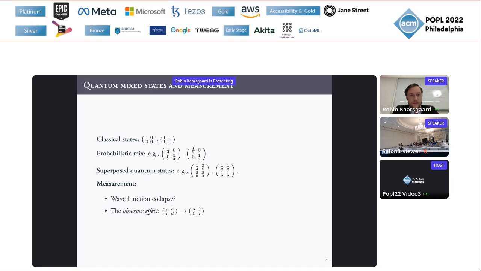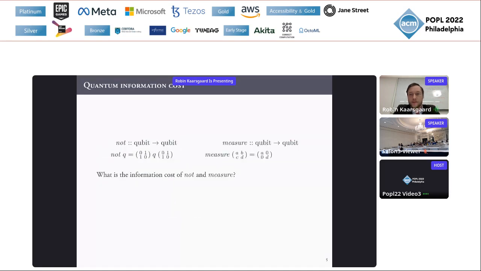Okay, so let's talk about quantum information costs. So here we have two quantum functions. One is basically a quantum NOT. So it's the usual Boolean NOT, and it does precisely that, but it operates now on qubits instead of regular bits. So that's the first one. And the second one is this measurement, which takes a qubit and then measures it. And then we can ask again, okay, what is the information cost of these two functions?